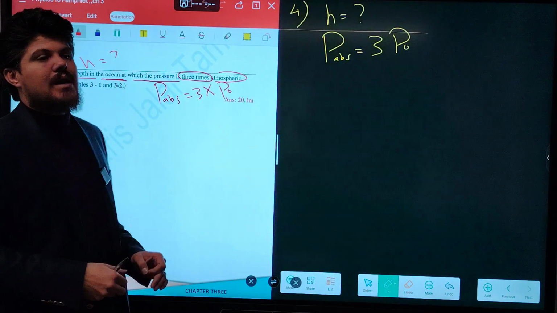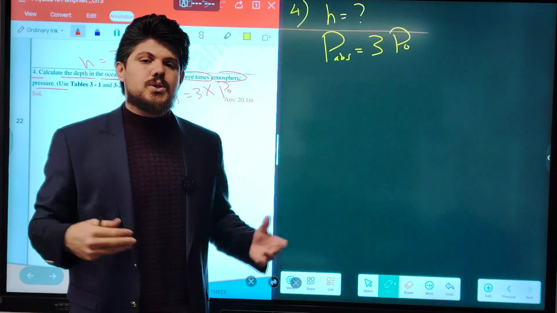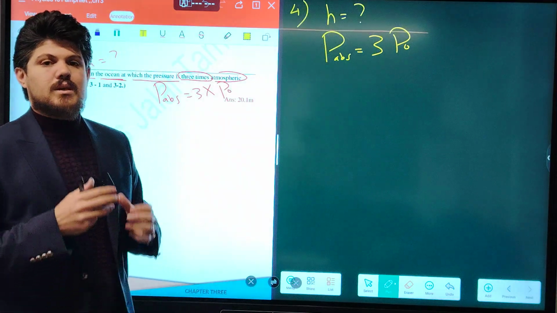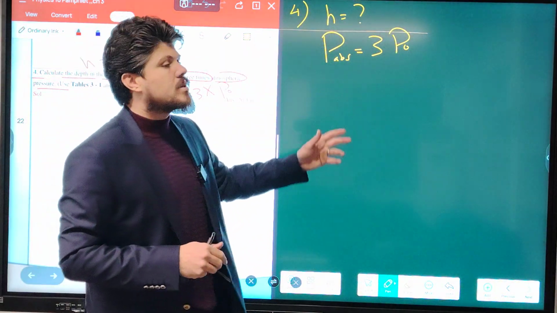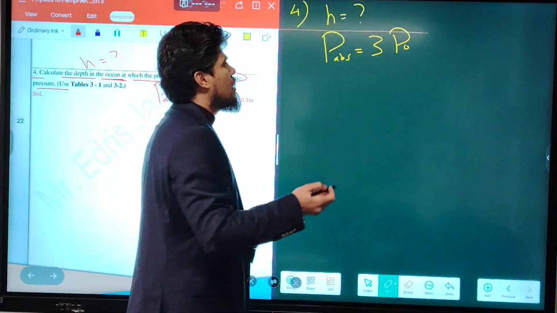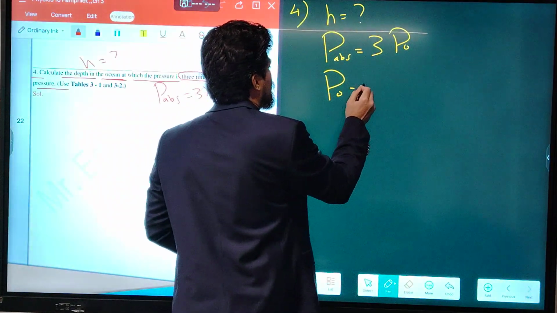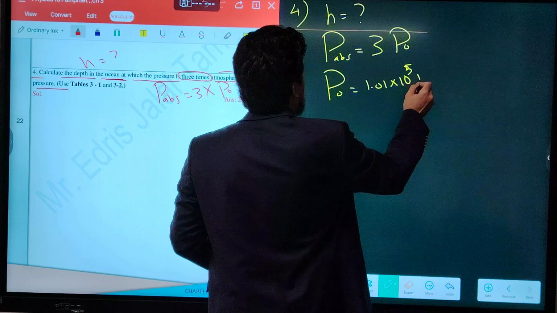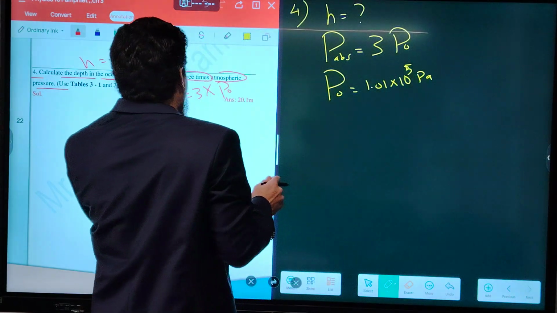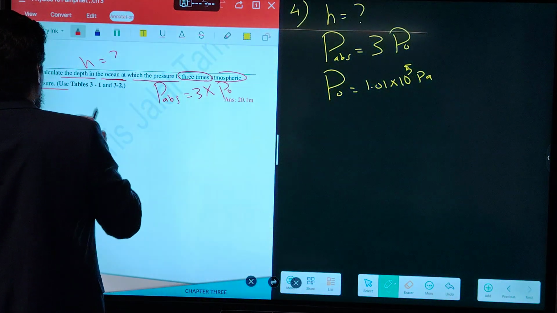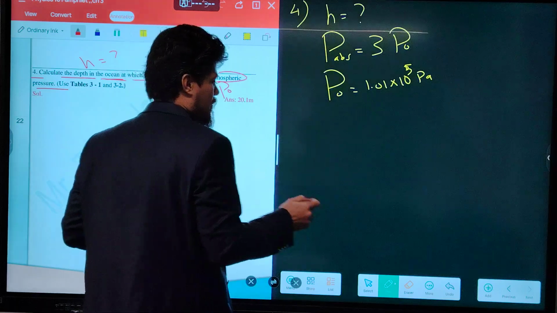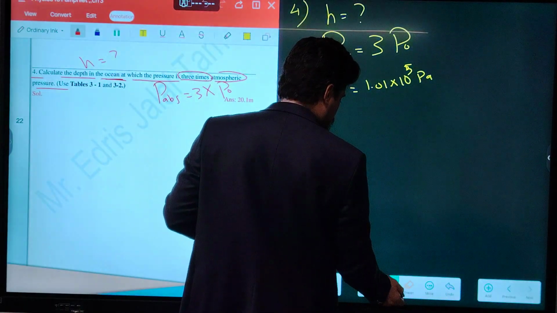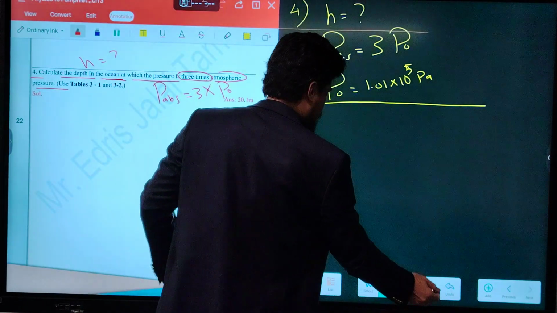So indirectly we have absolute pressure. The absolute pressure was not given directly, but it was given indirectly. P absolute is equal to 3 times P naught, and we all know that P naught is equal to 1.01 times 10 power 5 Pascal. Okay, now how can we calculate the depth of this ocean? Now I'm going to solve. Okay, guys, look.